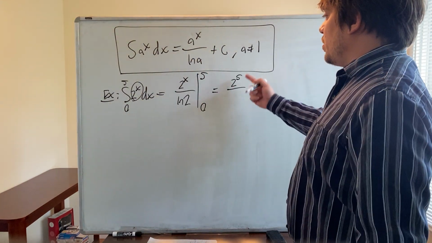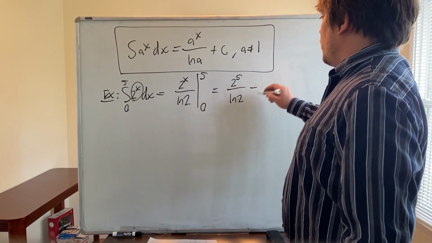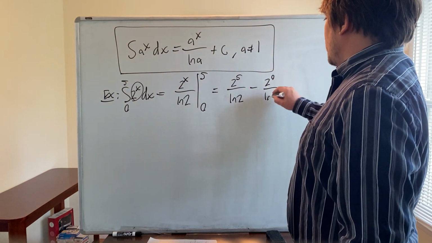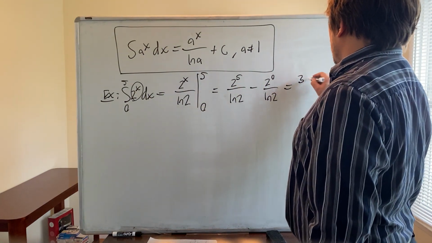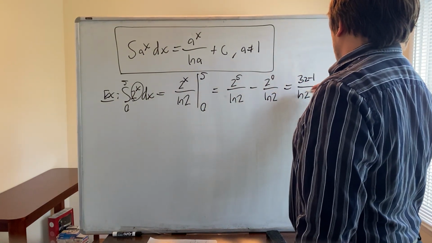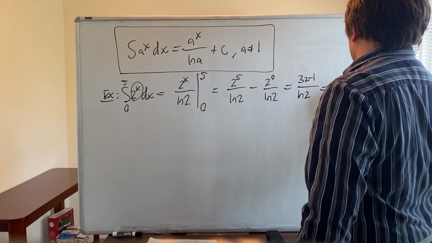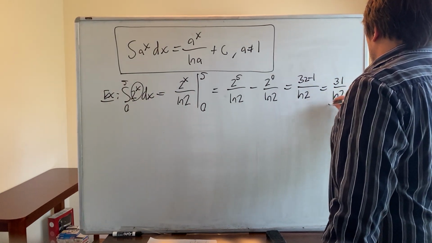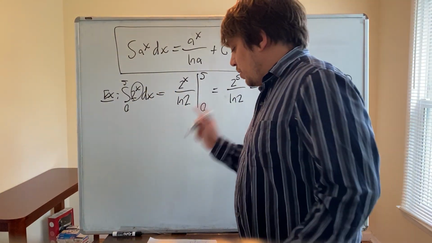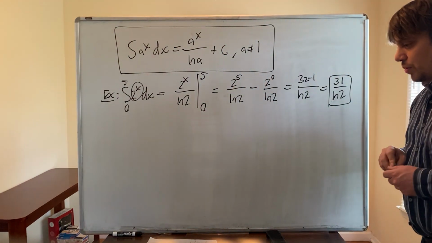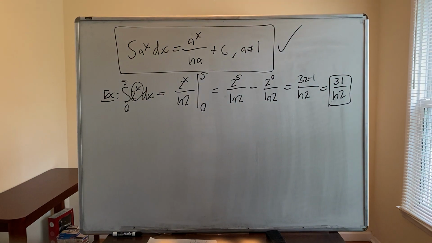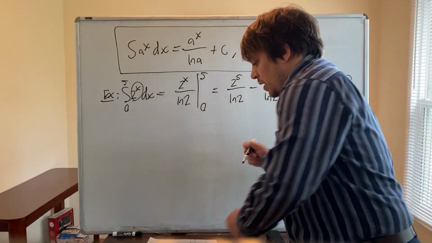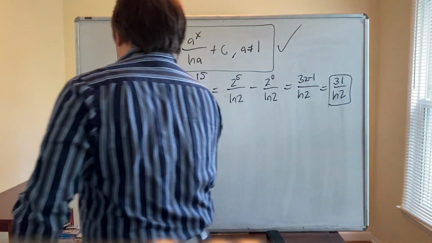Okay, and so it's 2 to the 5th over ln 2 minus 2 to the 0 over ln 2. And so that's 32 minus 1 over ln 2, which is 31 over ln 2. Okay, and so that integral is equal to 31 over ln 2 using that formula. So you should know that formula also. Okay, so next is the power rule.